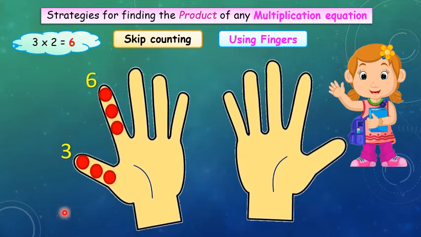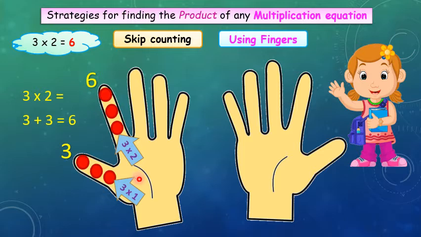Okay, then it will be like this. Then 3 by 2 equals 3 plus 3 equals 6. Now 3 by 1 equals 3. 3 by 2 equals 6. Good job.